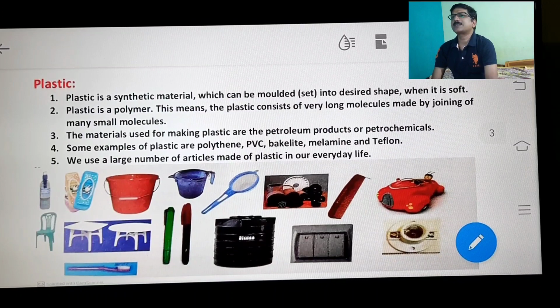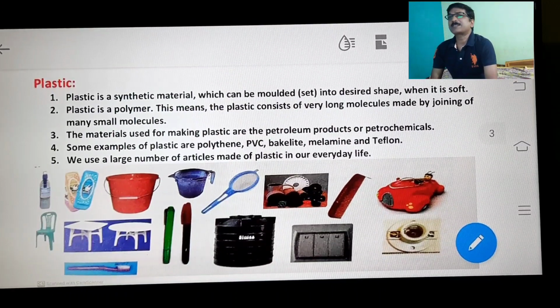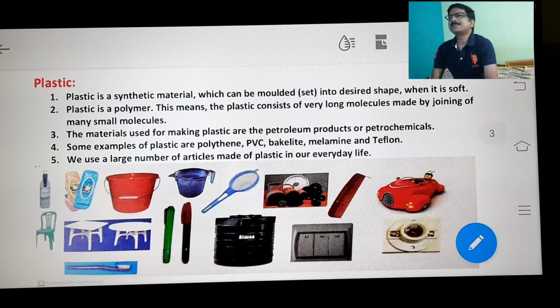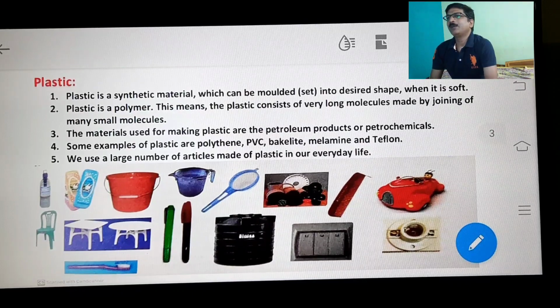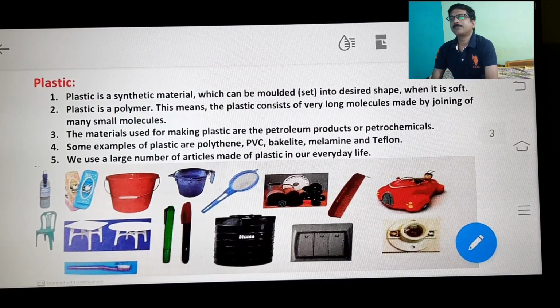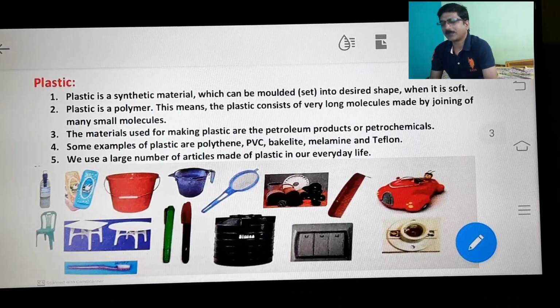Here is the plastic. So students, what is plastic? Plastic is a synthetic material which can be molded or can be set into a desirable shape when it is soft. Clear? So it is a synthetic material, that means it is an artificial material which can be molded or we can set into a desirable shape when it is soft. That is called the plastic.